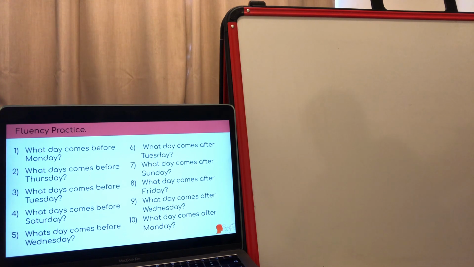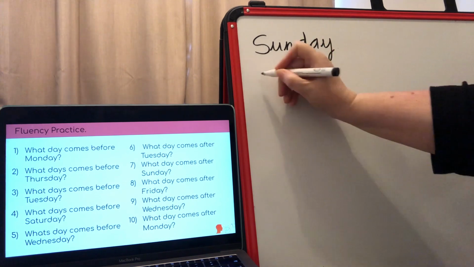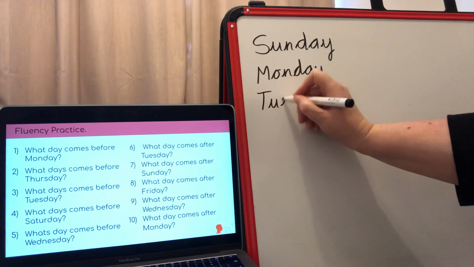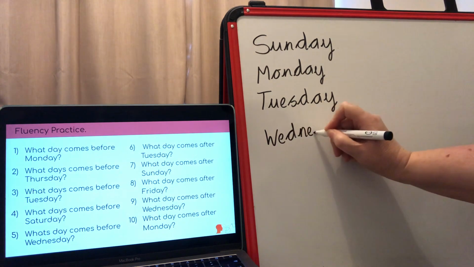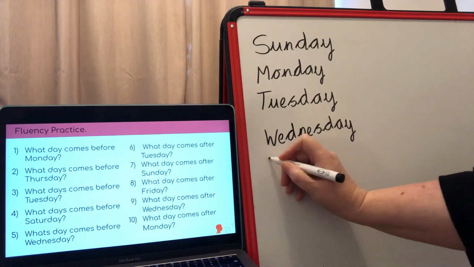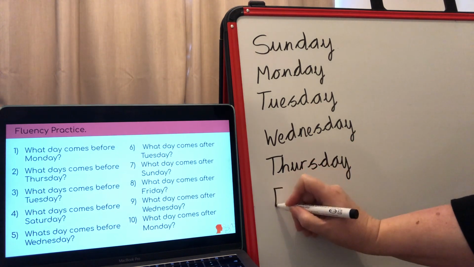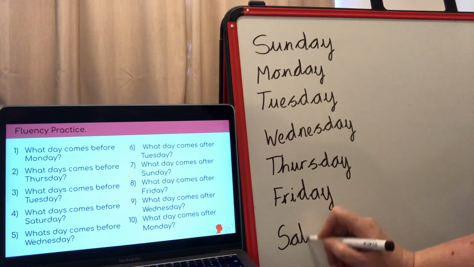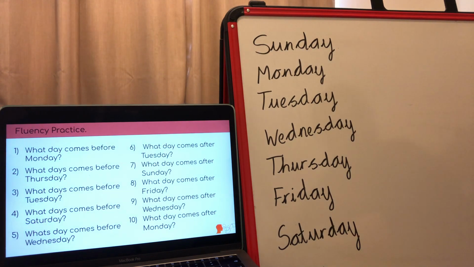Okay, if you need some help, you could always write out the days of the week in order while you're working it out. Maybe if I did that here, you could use this chart to help you to find the answers. So I'm quickly going to write Sunday, Monday, Tuesday, Wednesday, Thursday, Friday, and then Saturday. So that's not the answers, that's just a chart showing the days in order to help you to work out the answers to the question. So pause the video while you're working out the answers, and I'll come back in a minute and tell you what the answers are.